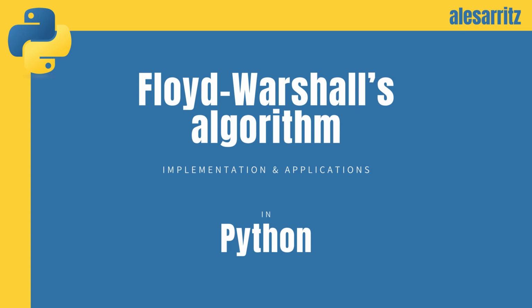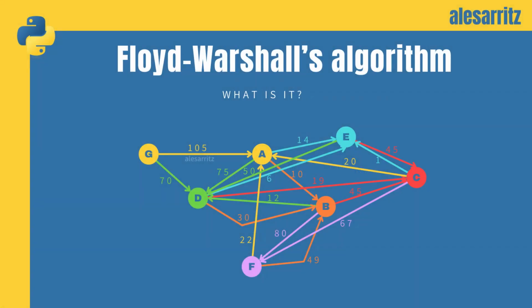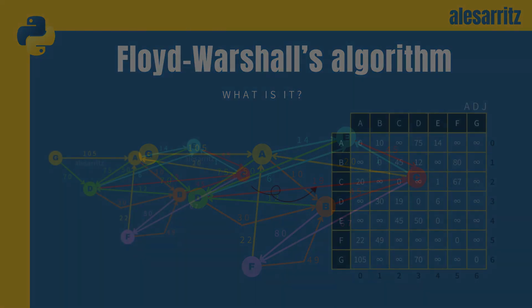My name is Alessia and today we'll talk about the implementation and applications of Floyd-Warshall's algorithm. Suppose you want to calculate the shortest path between every pair of vertices in a graph, possibly with a tiny program that leaves no space to errors. What will you use? One possible solution is Floyd-Warshall's algorithm.